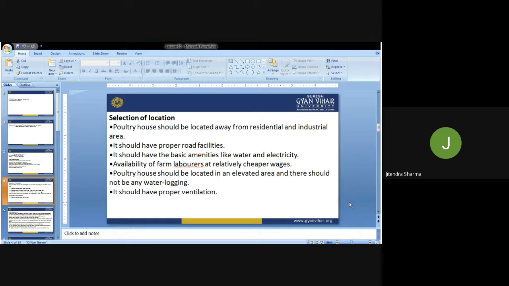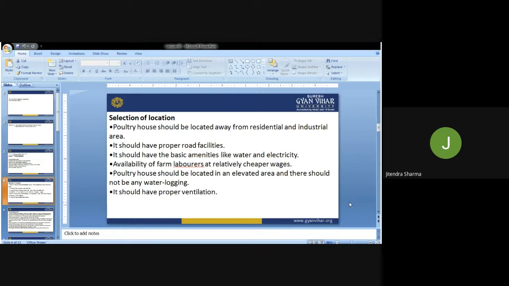Then availability of farm laborers at relatively cheaper wages. This is also a very important thing. For performing various poultry operations we require labor, and if labor is not available at a cheaper price, it will be a problem for us. So when selecting the site, we have to keep in mind that the area should have easy availability of cheap labor.